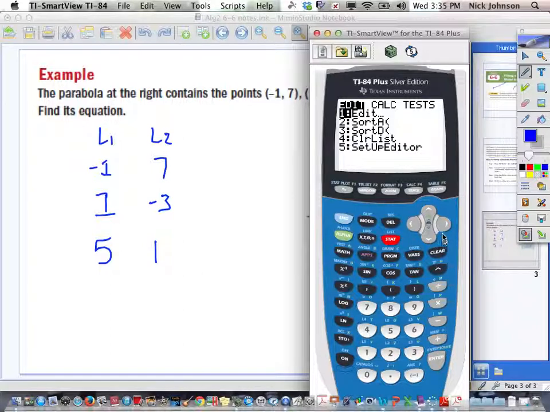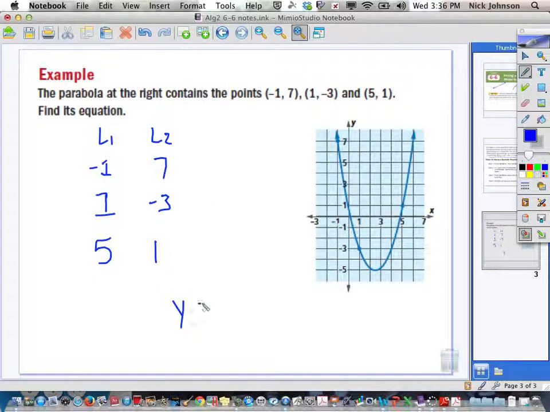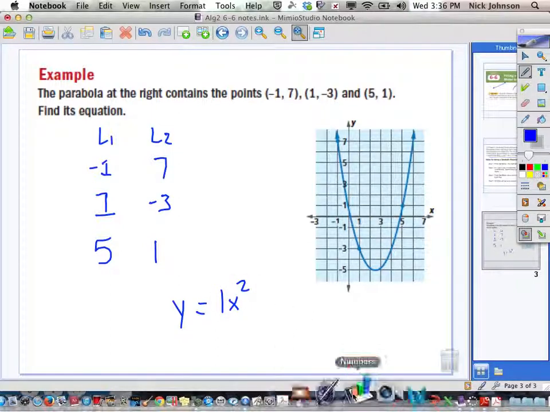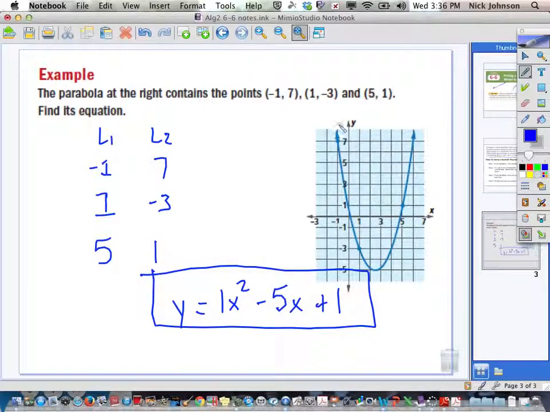I hit stat. I arrow over to calculate. I press number 5 and hit enter. And as you can see, it gives me my standard form. And then down below here, it tells me my A is 1, my B is -5, and my C is 1. So find its equation: y equals 1x squared minus 5x plus 1 is going to be my equation that models this parabola.